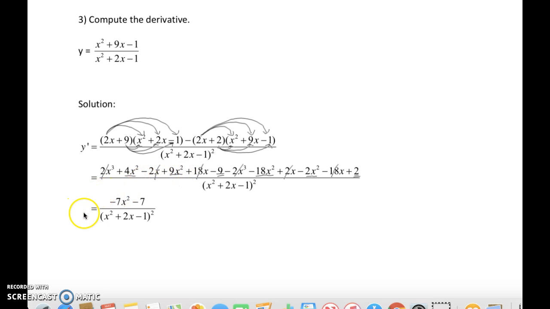And that ends up being negative 7x squared minus 7 divided by my g of x, x squared plus 2x minus 1 quantity squared. And I can go ahead and leave this alone because there's no way we'll be able to simplify this fraction any further.